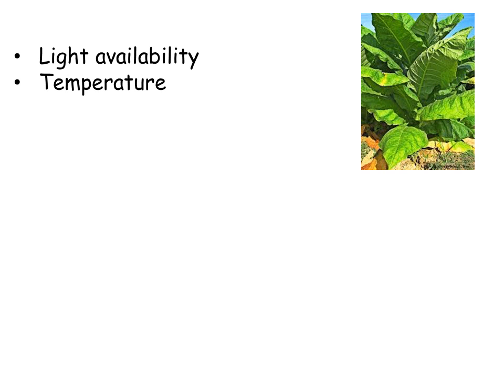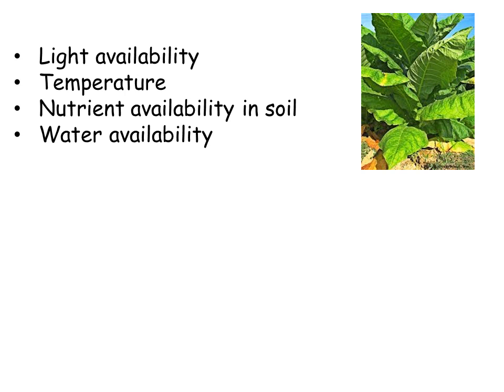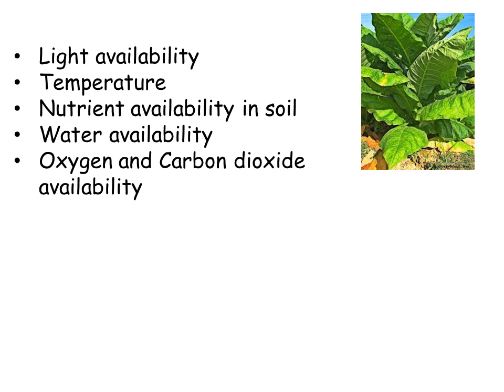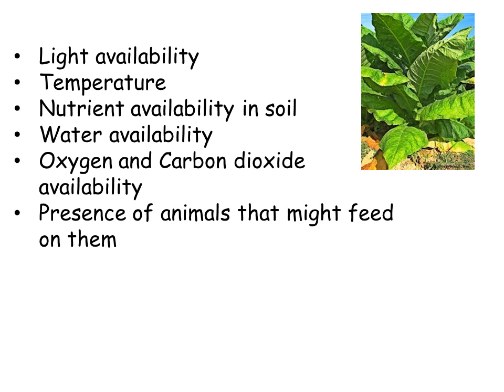Just as physical factors will affect where you find animals, they will also affect the distribution of plants. For example, the availability of light will determine where plants are found, the temperature, how many nutrients are available in the soil, how available is water, and also how available oxygen and carbon dioxide are for photosynthesis and respiration. Finally, presence of animals that might feed off them will also affect where you find plants.